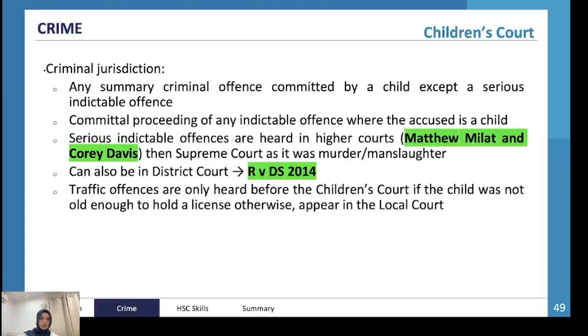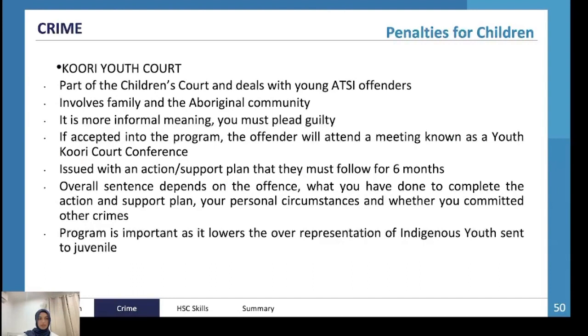Okay, we've got Koori Youth Court. So this is a part of the Children's Court and deals with young Aboriginal and Torres Strait Islander offenders. So it involves the family and the Aboriginal community. It is more informal, meaning you must plead guilty.